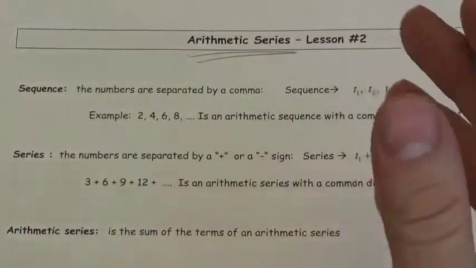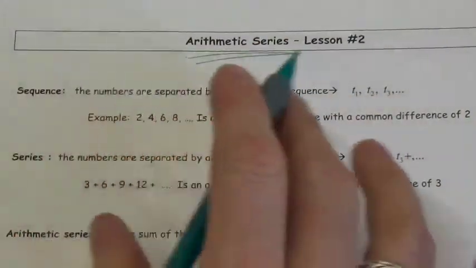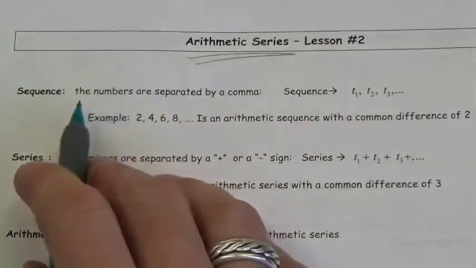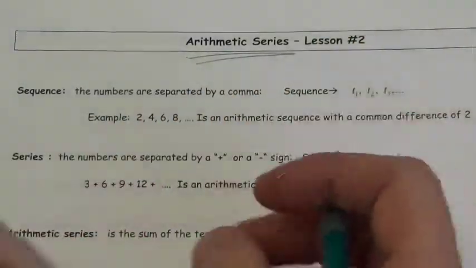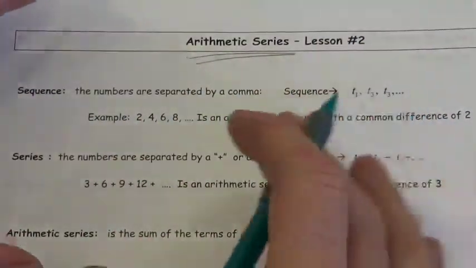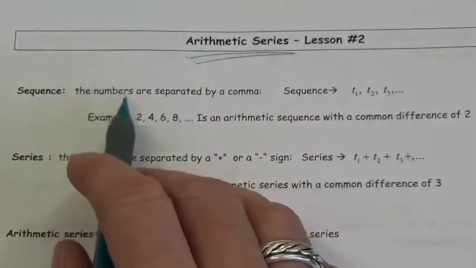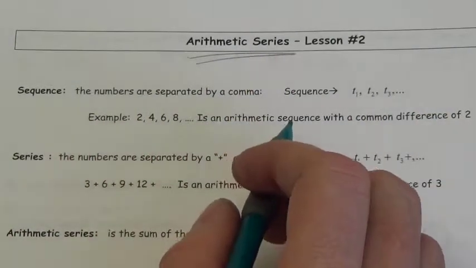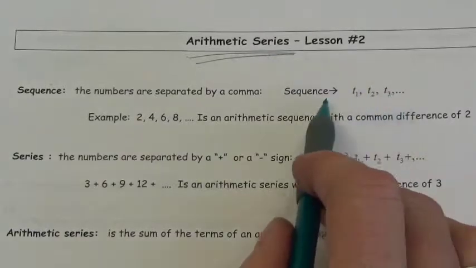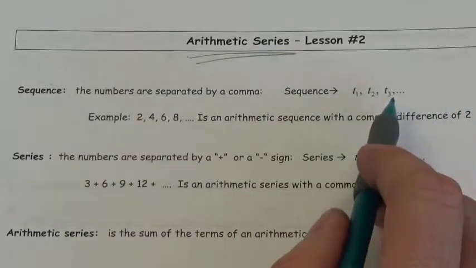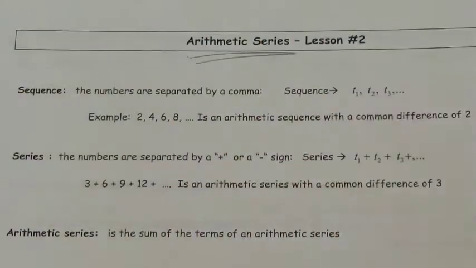Now, last lesson we talked about arithmetic sequences. And a sequence is just a pattern. Specifically, our focus here is a pattern of numbers. And in a sequence, you separate all the different numbers with a comma. So you've got this list of terms separated by commas, and there's a little rule for helping you determine one term to the next.